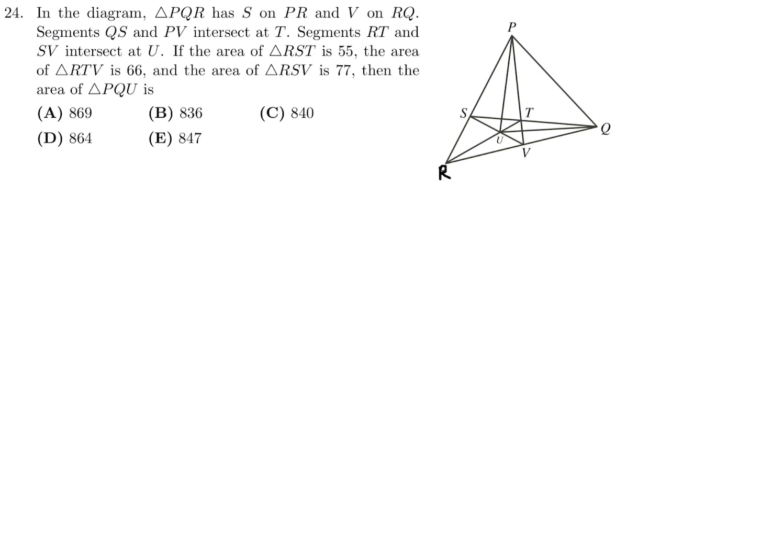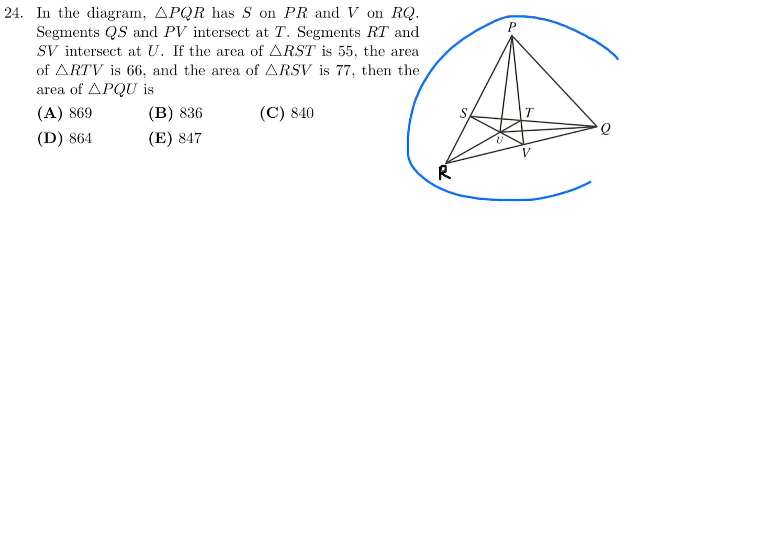In the diagram, the triangle PQR has S on PR and V on RQ. Segments QS and PV intersect at T. Segments RT and SV intersect at U. If the area of RST is 55, the area of RTV is 66, and the area of RSV is 77, then the area of PQU is.